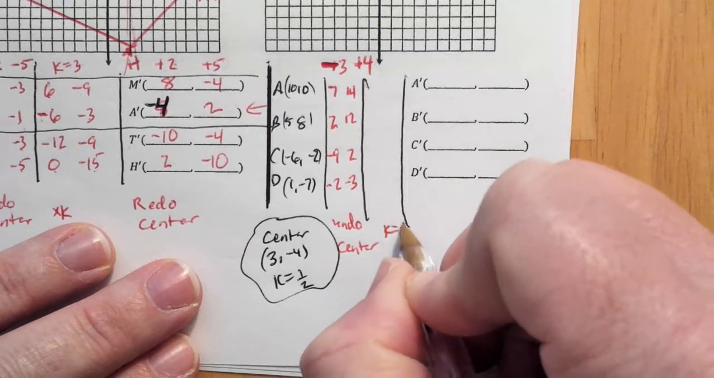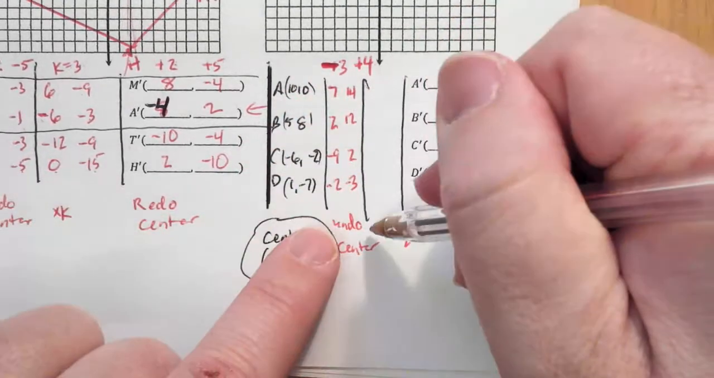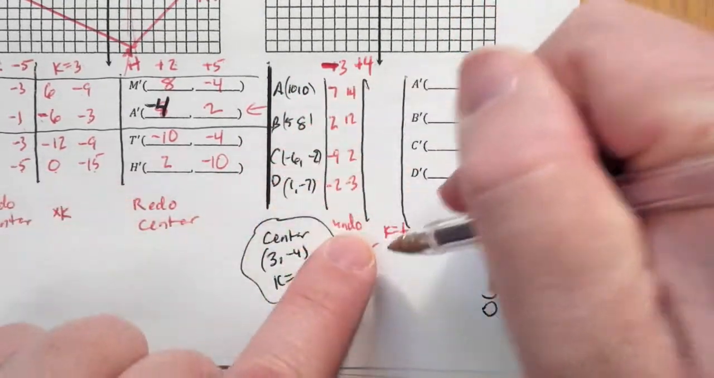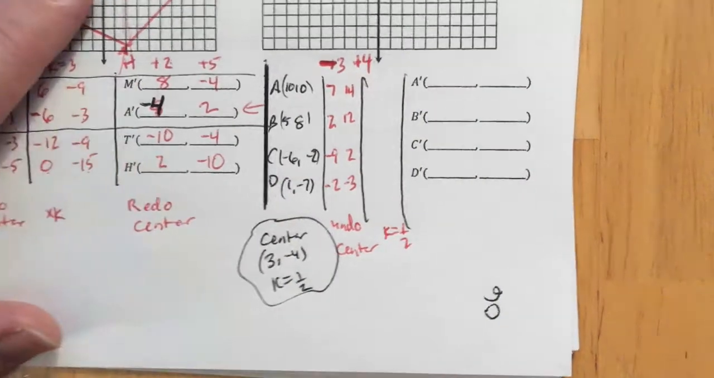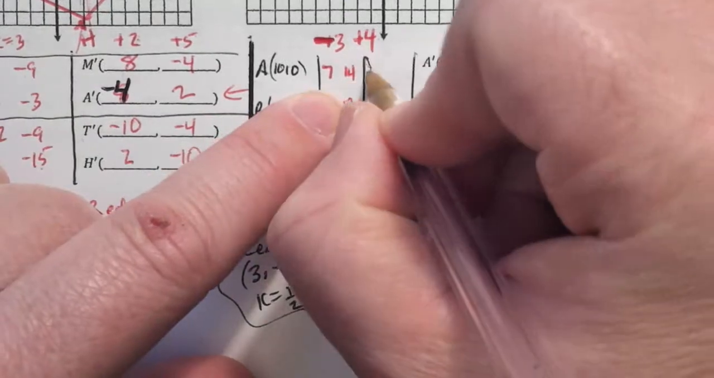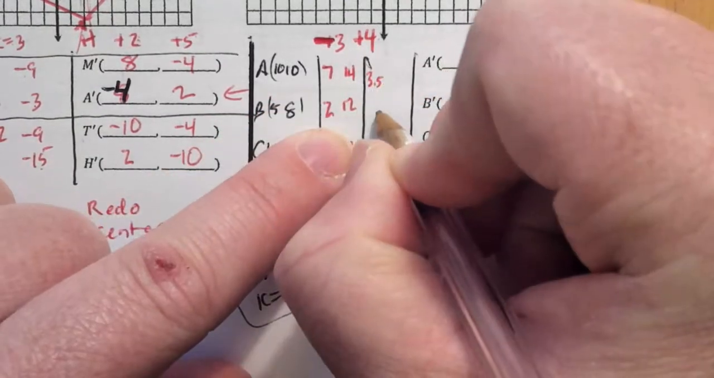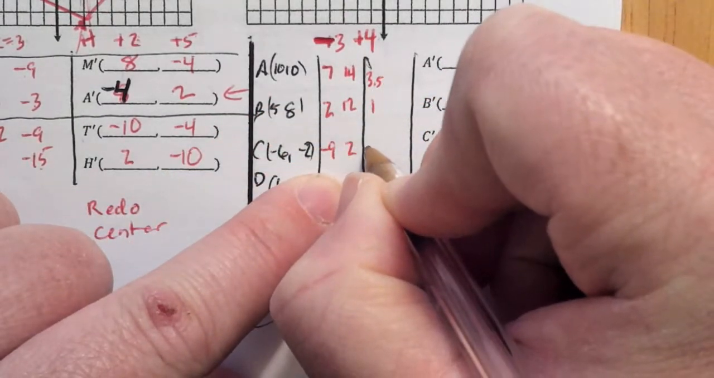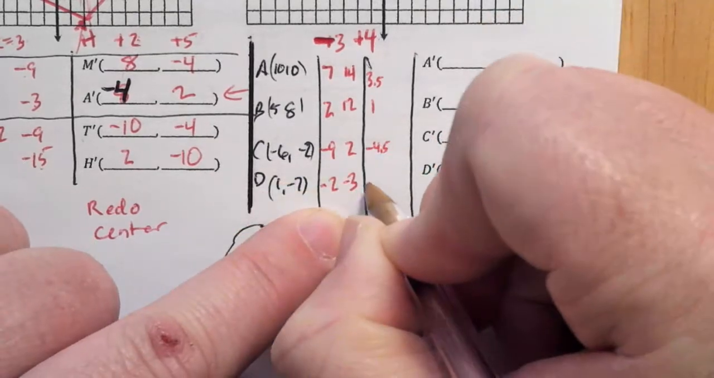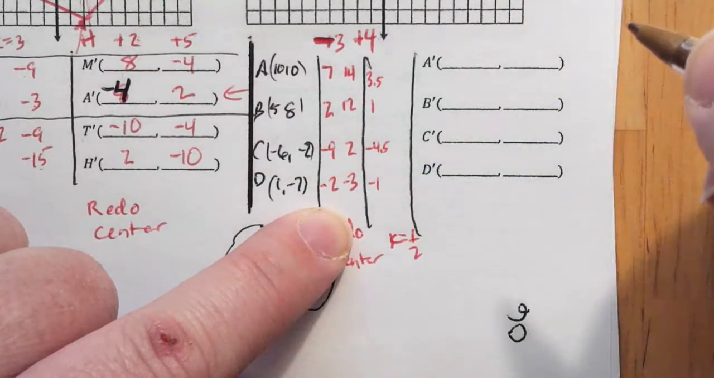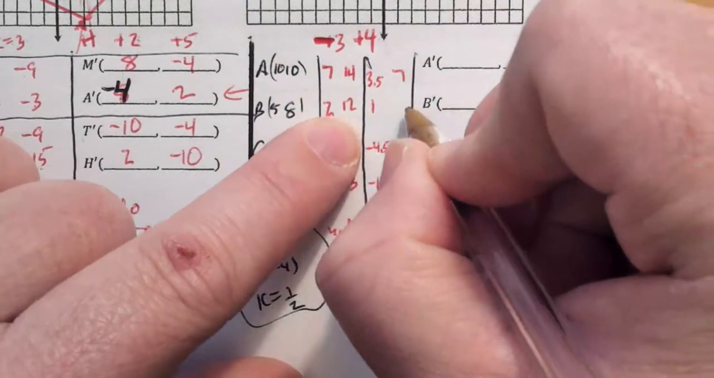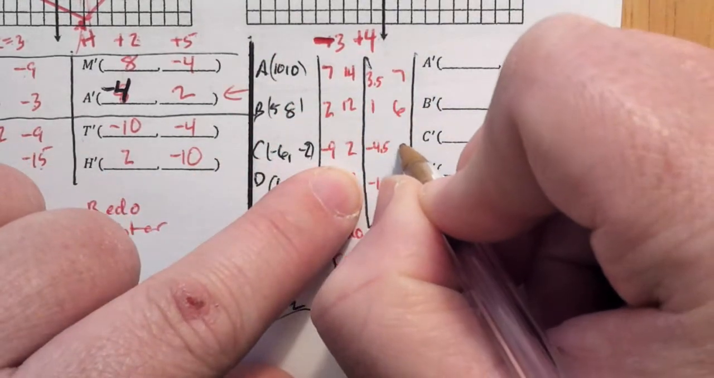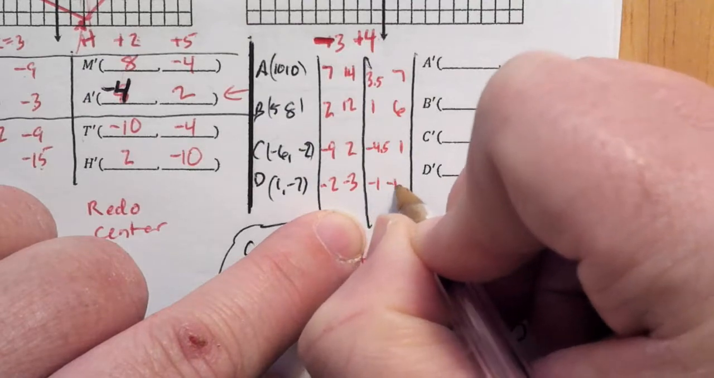The next thing we want to do is do your k. So k was equal to 1/2. So we're going to take all of our x's, divide by 2, all of our y's, divide by 2, or multiply by 1/2. Same idea. Okay, so that would be a 3.5, 1, negative 4.5, negative 1. Okay, take all of your y's. So that'd be 7, 6, 1, and negative 1.5.